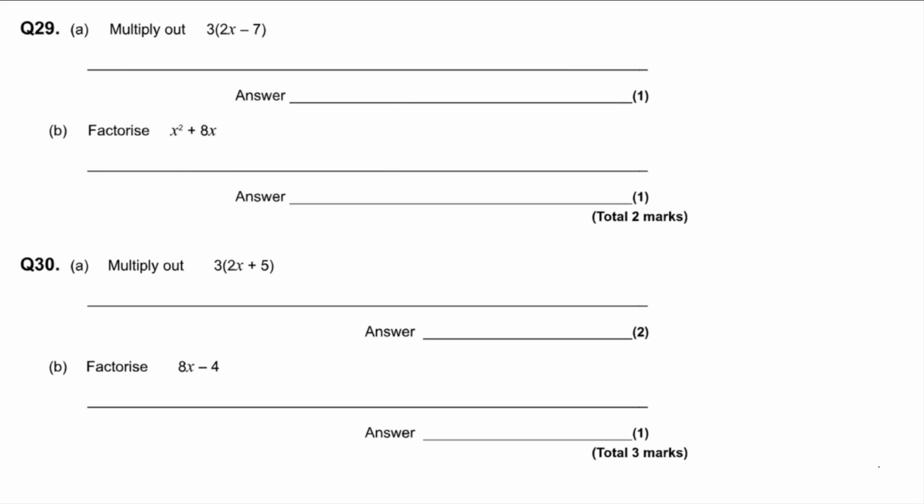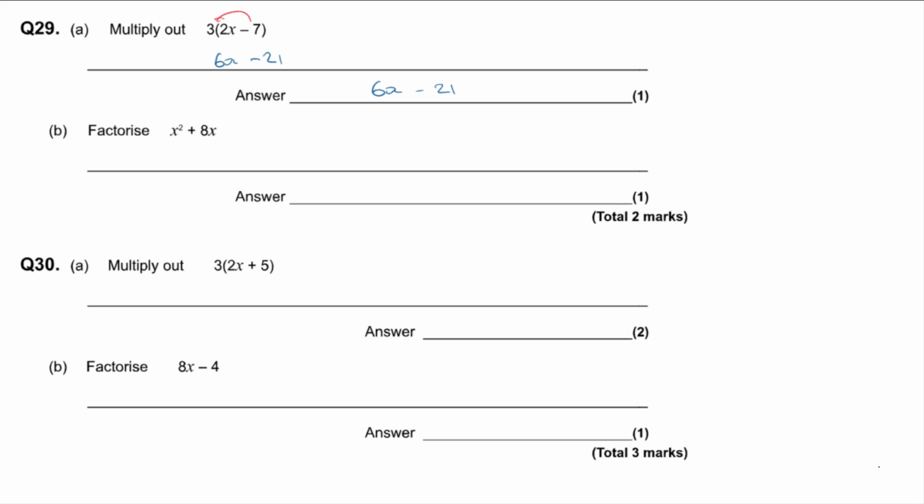Question 29a, multiply out 3 lots of 2x minus 7. So 3 lots of 2x, that is 6x. And 3 lots of minus 7, that is minus 21. So that's 6x minus 21.